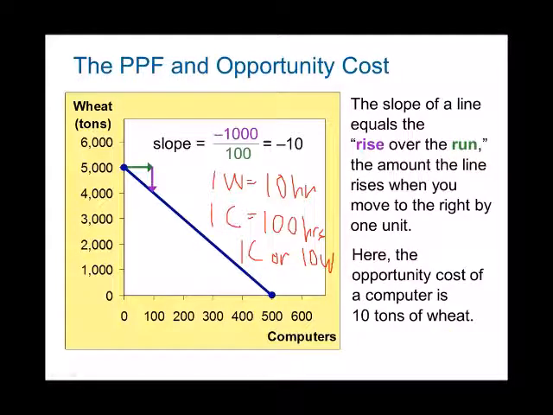So you could use either way to calculate opportunity cost. If you like graphically, you can draw the graph and do that. Or if you want to use just the technologies that we did, 1 ton of wheat requires 10 hours, 1 computer requires 100 hours of labor. Then what's the trade-off between a computer and wheat? Well, if I give up 1 computer, I free up 100 hours of labor. With that 100 hours, I can make 10 tons of wheat.